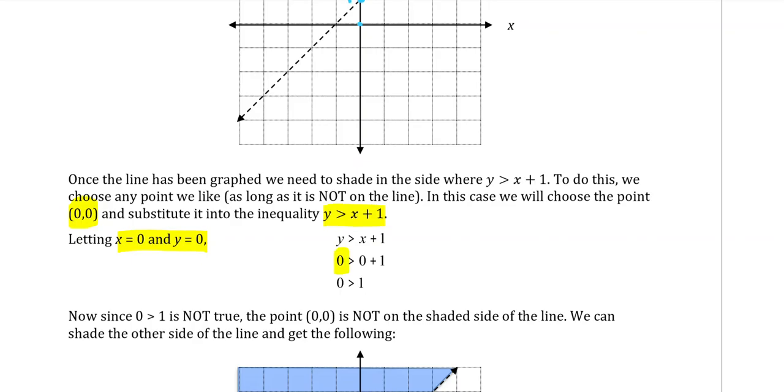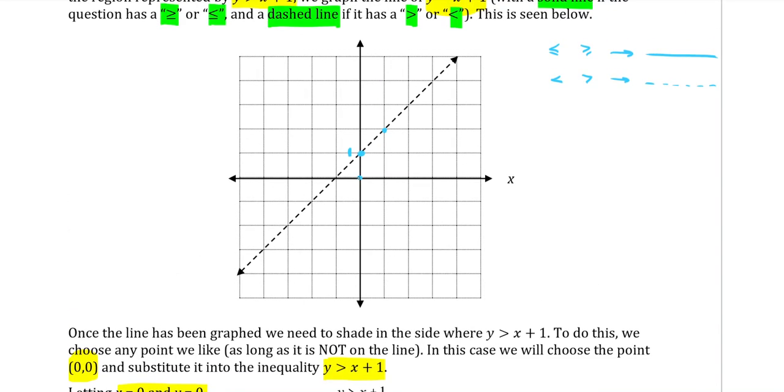So we have 0 for the y is greater than 0, which is x plus 1, and 0 plus 1 is equal to 1. Now we look at that and we go, is 0 greater than 1? Is that true or is that false? Well, I think 0 is actually smaller than 1. So that means that this is actually a false statement, which means that the point that we tested, which was the origin, so this point over here, the origin, is the wrong side to shade.